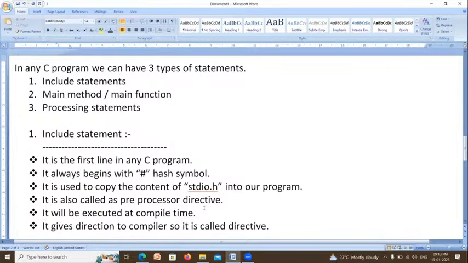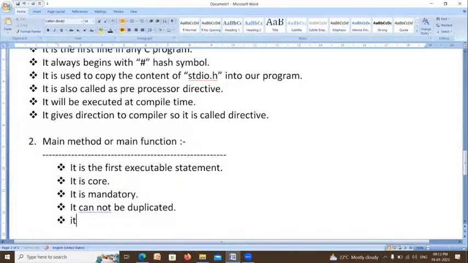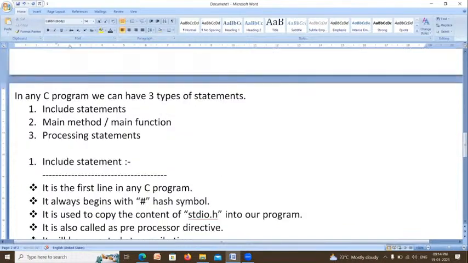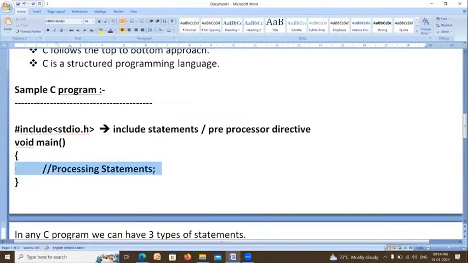Now it is a user defined function. User defined means user, you and me. We have to define that function. We have to write code for that function. So it is called user defined function. The meaning of this is you have to write the code in this function.